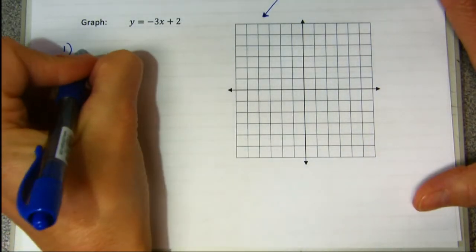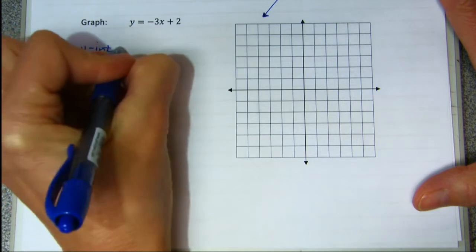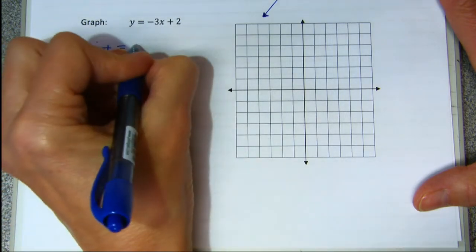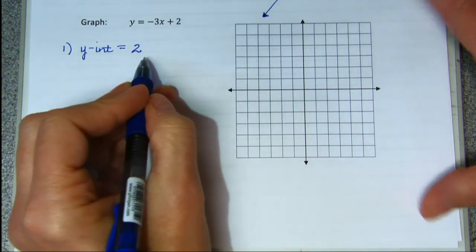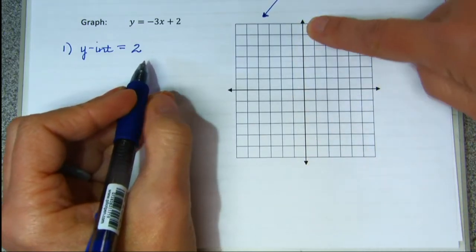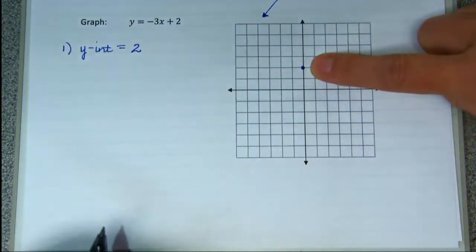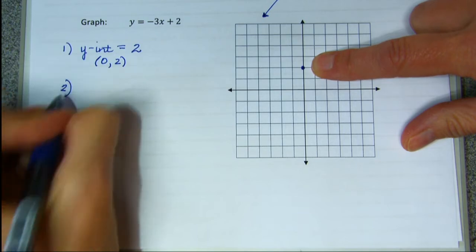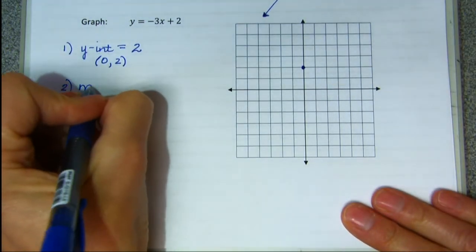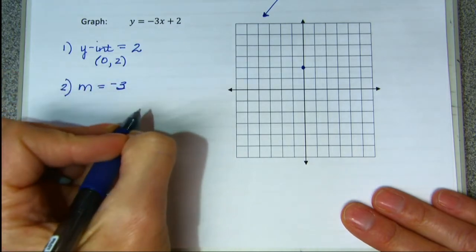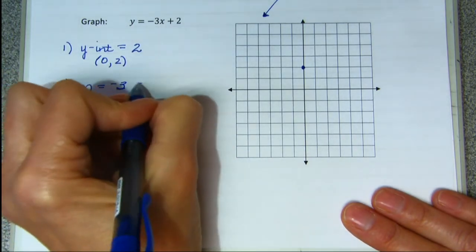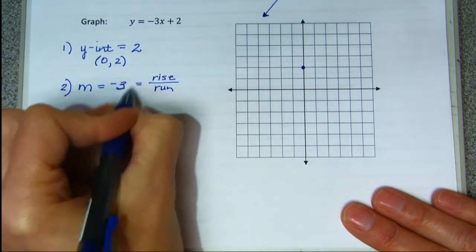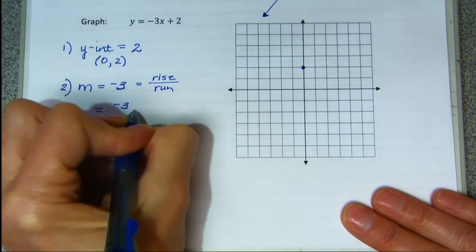So first we're going to locate the y-intercept, which is the constant, because this is in the form y equals mx plus b. So positive 2, this is where it crosses the y-axis. This is my y-axis. Positive 2 would be right here. That ordered pair is 0, 2. Then I look at the slope, which is negative 3. All right, well, I want to write this as rise over run. I want it in fractional form.